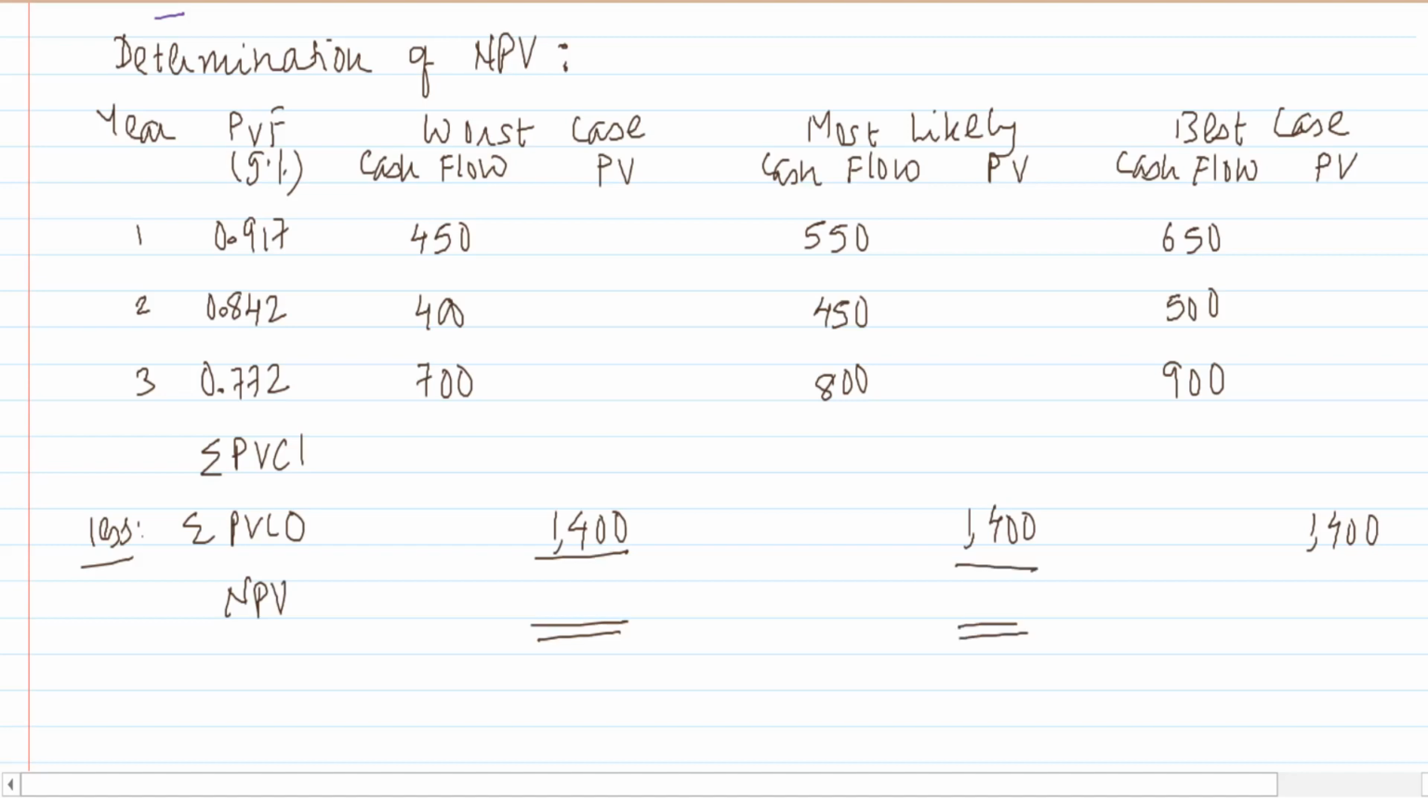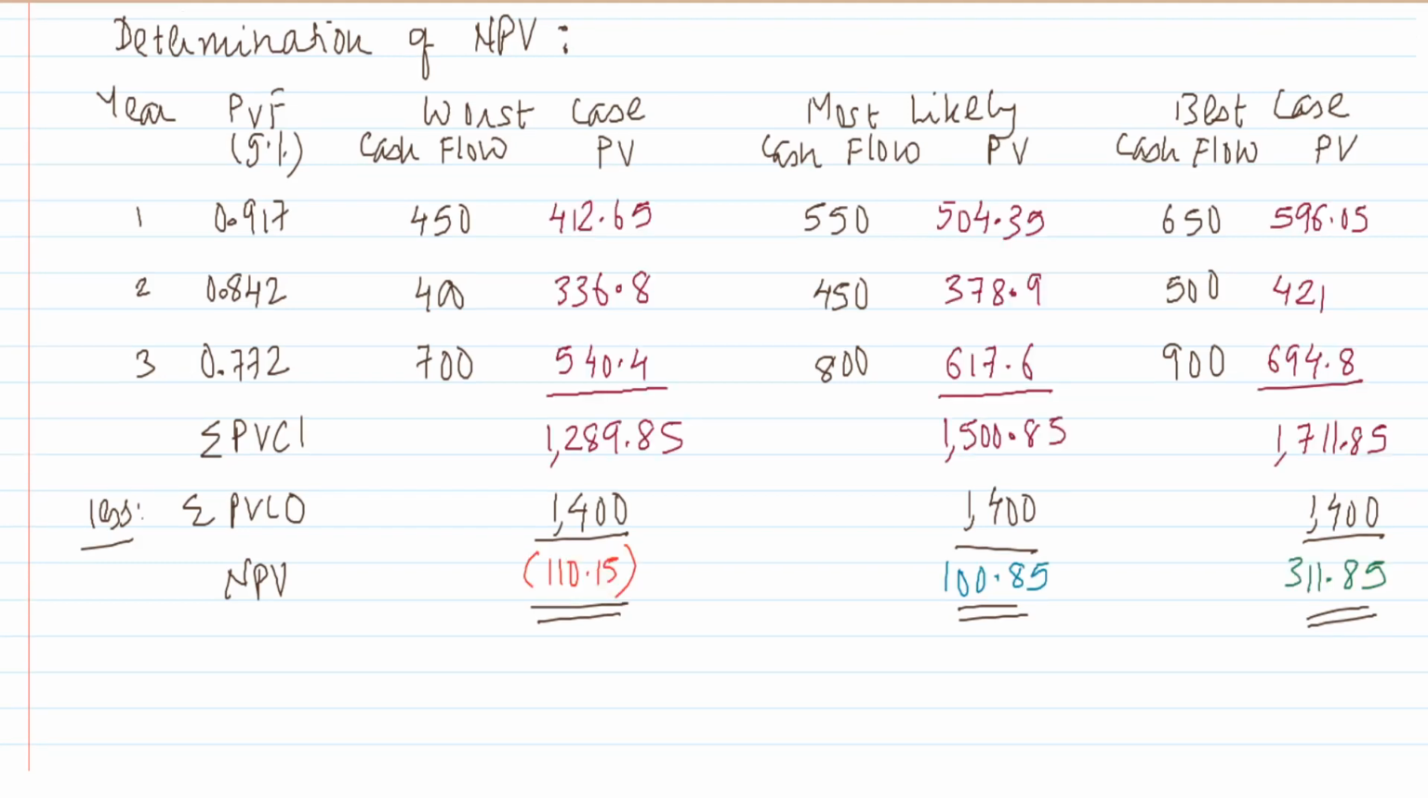So we have to now simply discount the cash flows, take the total, and work out the net present value, isn't it? So I believe that's the work that you can definitely do. Pause the video and work out the NPV for all the three scenarios. So these are the NPV that you will get for the worst case scenario, the most likely scenario, and the best case scenario. In the first case, your NPV is negative. In the second and the third case, it is positive. But yes, the best case NPV obviously is the highest.